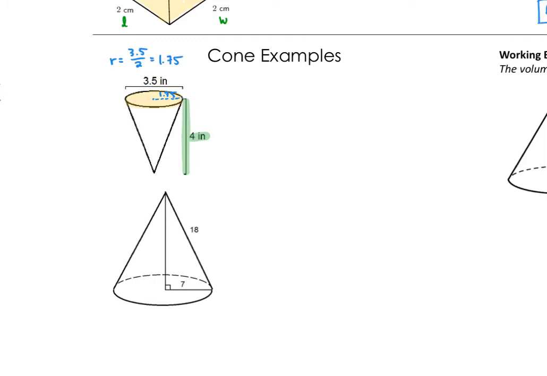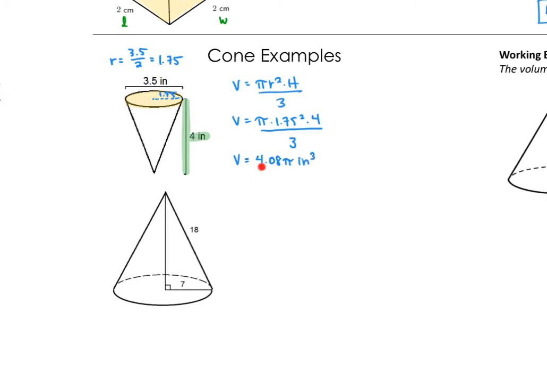All right, so now to find the volume of this cone, remember it's pi r squared times the height divided by 3. So plugging in what we know, pi times 1.75 squared times the height, which is 4, divided by 3. For this one, the answer in terms of pi, you're just going to multiply all the numbers. So 1.75 squared times 4, and then if you divide by 3, you should get about 4.08 pi. So there's my answer in terms of pi.